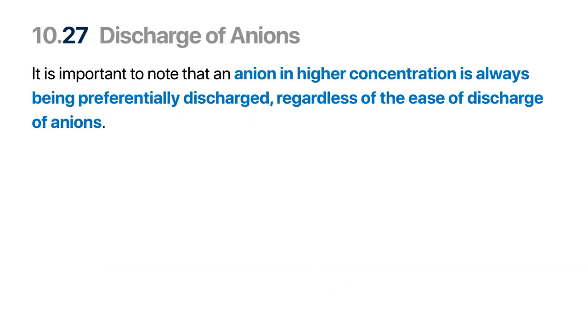In the discharge of anions, it is important to note that the anion in higher concentration is always preferentially discharged regardless of the ease of discharge of anions. Fancy words, but it's saying that when the concentration is higher, the anion is unaffected. The anion will be whatever, it's the same for dilute or concentrated. For cations it does change, right? It will only be whatever is in higher concentration that will discharge, and not the hydroxide ion, which was going to.